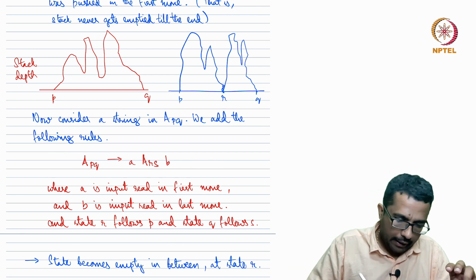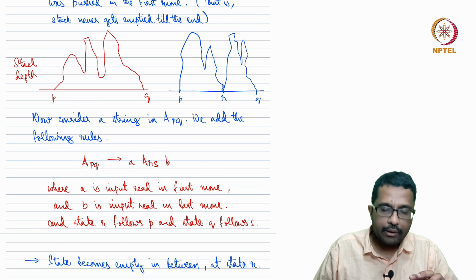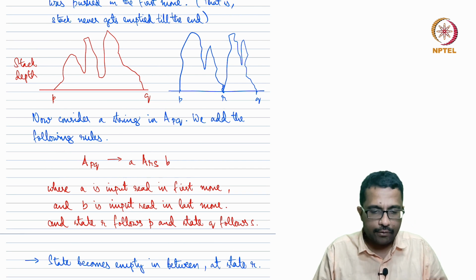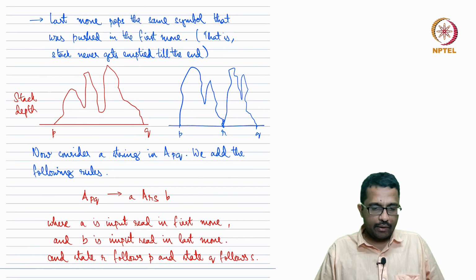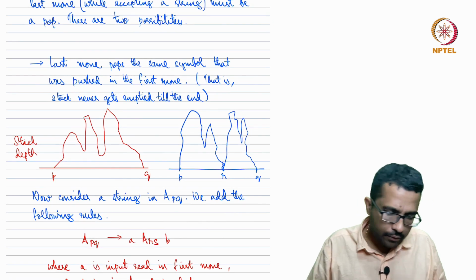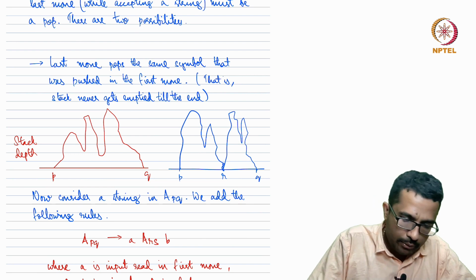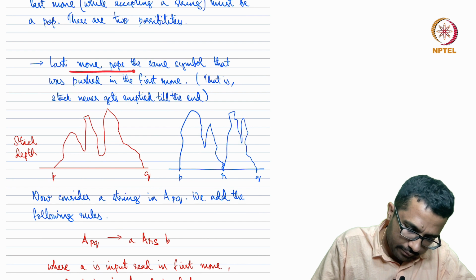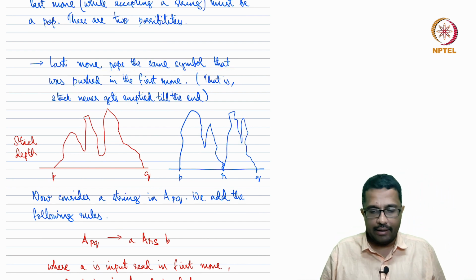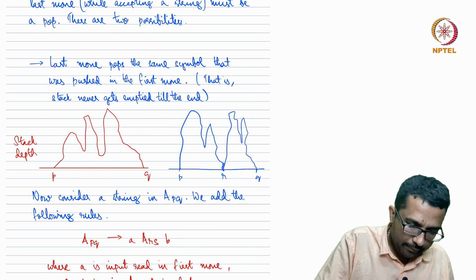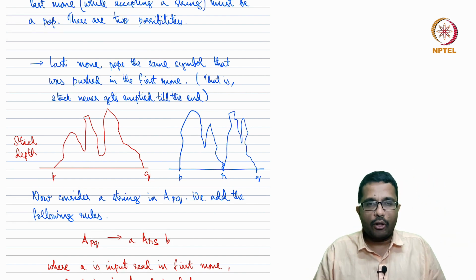So the red one and the blue one. First we will consider the red one, and we will try to create a rule that corresponds to this situation. That's what I have written here. The last move pops the same symbol that was pushed in the first move, which means the stack never got empty in the meantime. It was always non-empty.